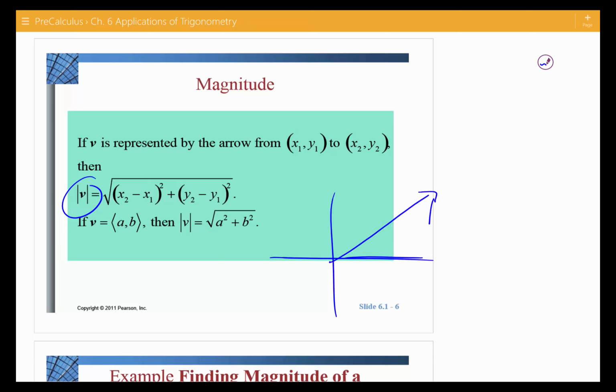So if you place the vector at the origin, this is A and this is B, or this distance there, they call it x2 minus x1, and this distance would be y2 minus y1. You subtract the y-coordinates to get this, subtract the x-coordinates to get this, and do the Pythagorean theorem, and that gives you the magnitude, which is the length of the hypotenuse.